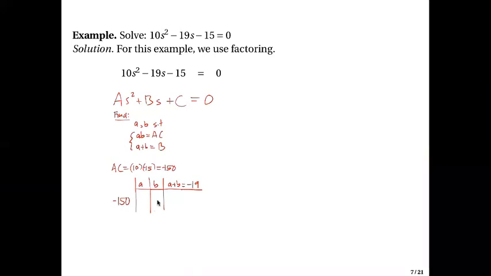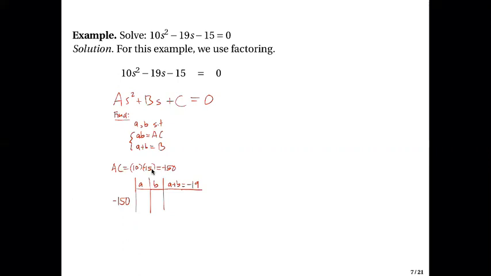If we use 10 and minus 15, of course, the product will be negative 150. But if you added them, you will get what? 10 plus negative 15, that's negative 5. That's not what we want in here. So use another pair of numbers.